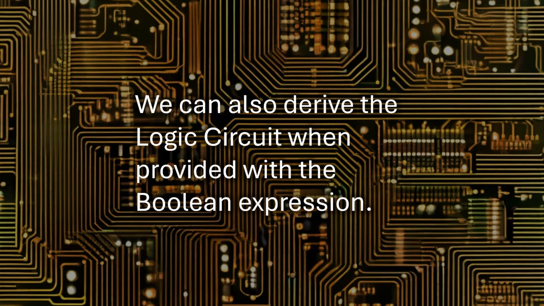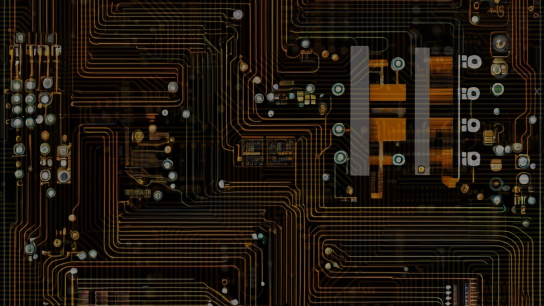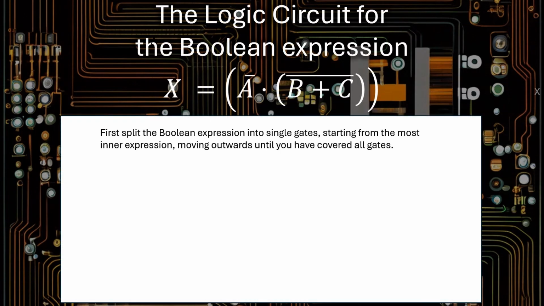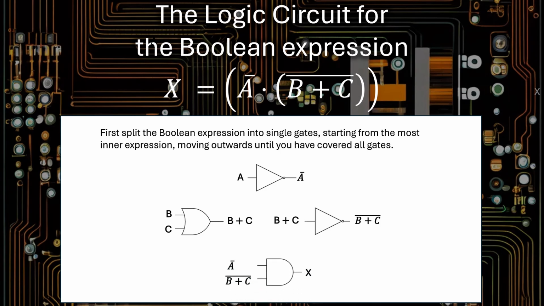We can also derive the logic circuit when provided with the Boolean expression. First, split the Boolean expression into single gates, starting from the most inner expression, moving outwards until you have covered all gates. For this circuit, the first gate is a NOT gate and it takes as input A, and outputs NOT A. Next we have an OR gate that takes as input B and C, and outputs B OR C. This output is then passed through a NOT gate to produce NOT (B OR C). Finally, we combine these outputs and feed them as inputs into an AND gate. This gate produces the output NOT A AND NOT (B OR C), which is in fact our expression.